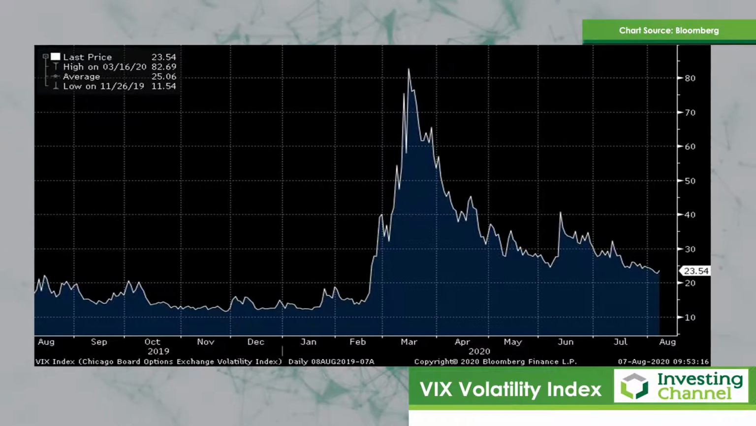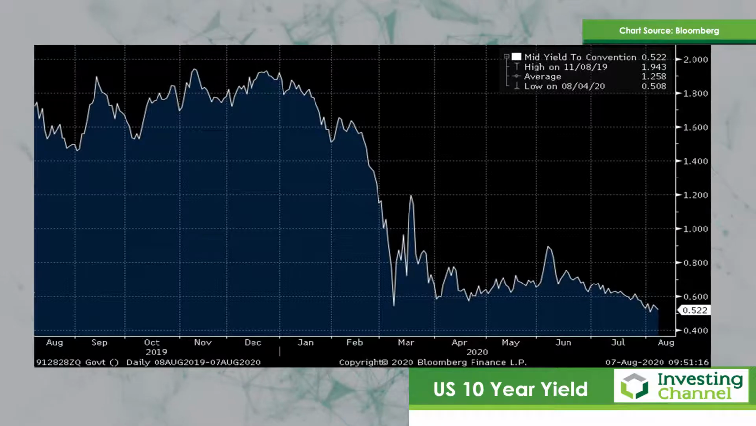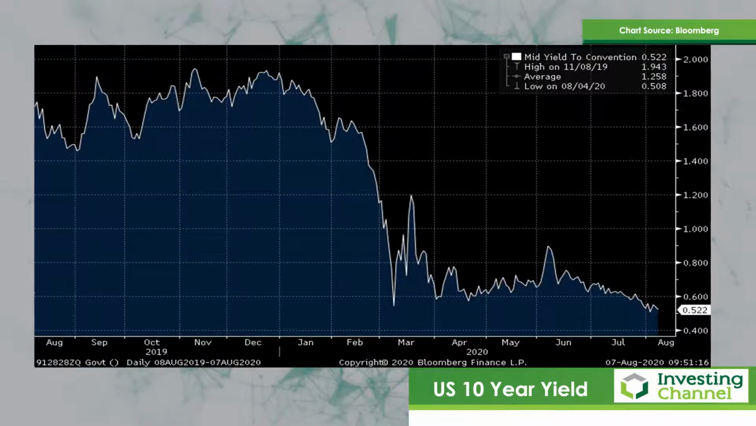What about the bond market message? Well, the bond market message is a very, very different one. We actually have the US 10-year yield closing in on new lows at just 52 basis points. That basically says that interest rates aren't going to be rising anytime soon, that inflation is not going to be a problem, and that growth is going to be very, very weak.